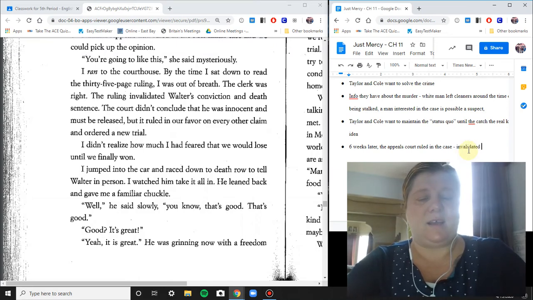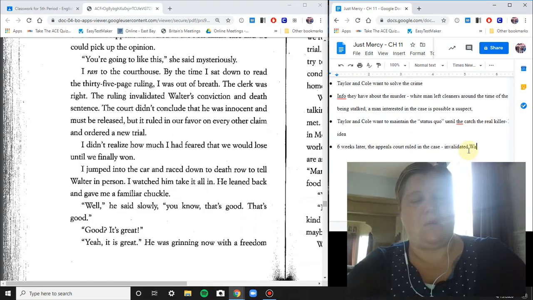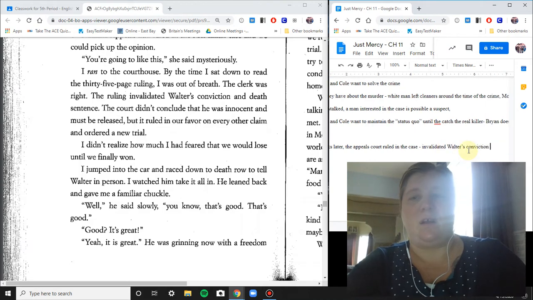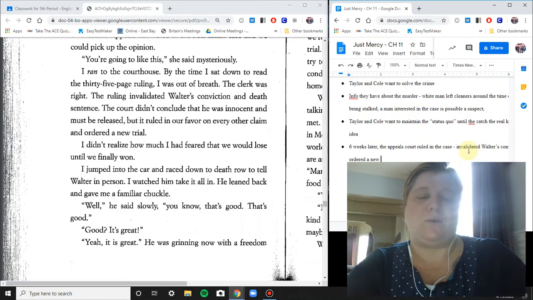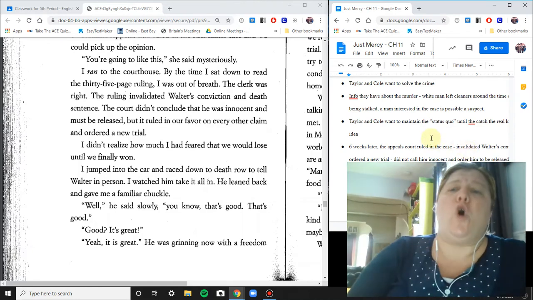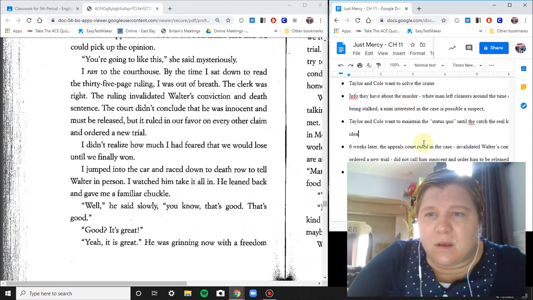Okay, so it invalidated Walter's conviction and sentence, and ordered a new trial. Did not call him innocent and order him to be released, right? Okay, so the court's like, whoa, people. Why can't I scroll up on this?